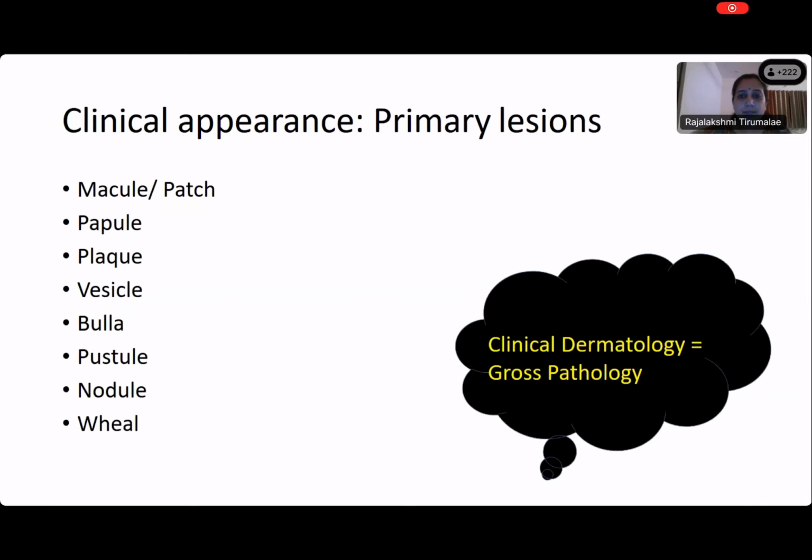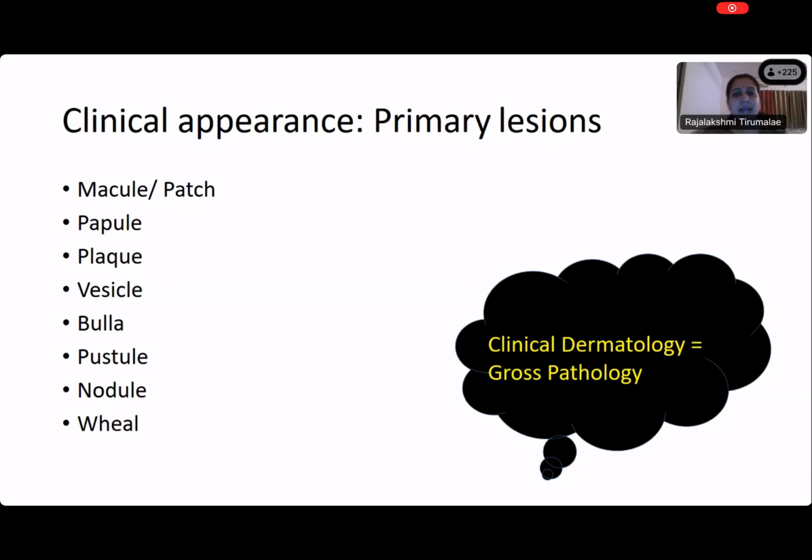Even if we cannot be experts in clinical dermatology, we have to be conversant with the basic terminology and clinical appearances, because to a dermatopathologist, clinical dermatology is gross pathology. The way we give emphasis to gross appearances in other lesions, this is what you should be doing. In the interest of time, I cannot describe in detail all the clinical appearances of the lesions. I will refer to a few of them as and when we discuss the cases, but we should be conversant with the definitions and terminologies which are used by the dermatologists.